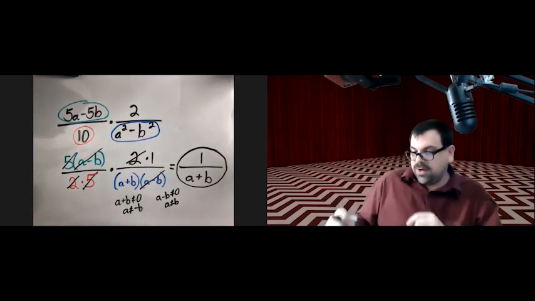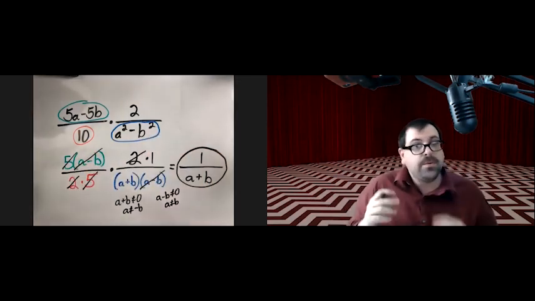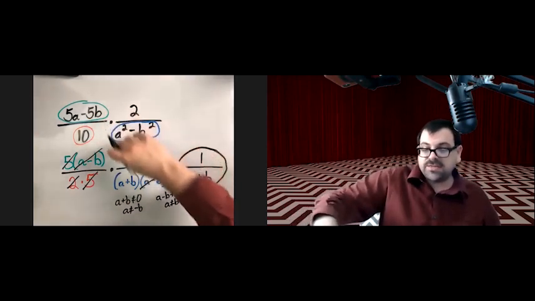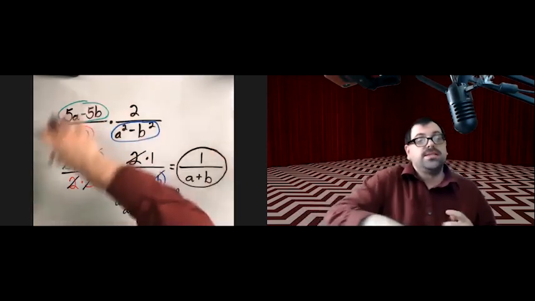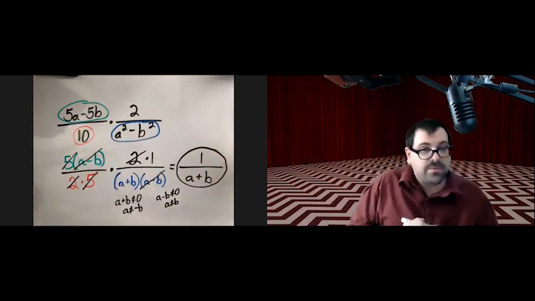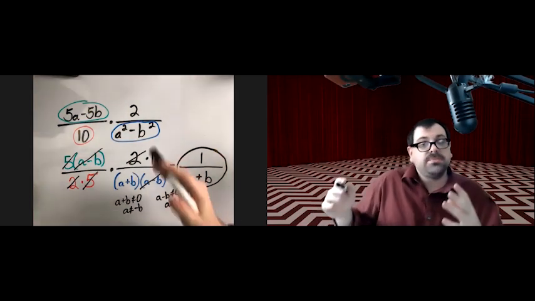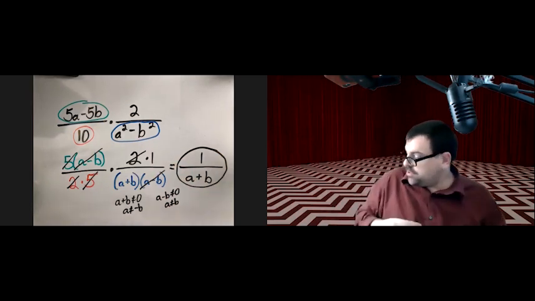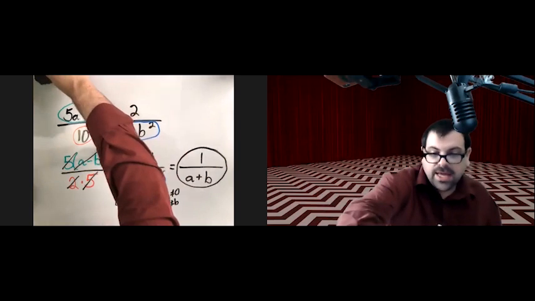Plugging in two numbers that were the same for A and B, or plugging in two opposites for A and B, would cause this fraction to be undefined, which would cause the whole thing to be undefined. But we're not asked anything about that here. We just want to multiply and simplify. So let's do more multiply and simplify.